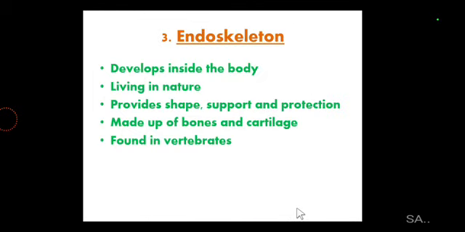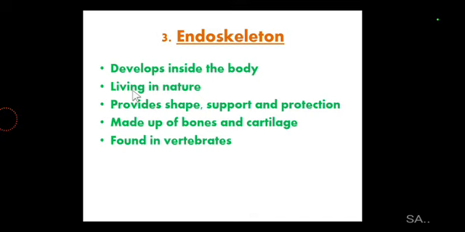Now we are finally moving with the endoskeleton. You're quite familiar with this since you possess it. Endo means inside, so this skeleton develops inside the body. It is living in nature. You can see the property of growth within you. And in case of a fracture, when the bone is broken, with the help of the remodeling process, you get the healed bone.